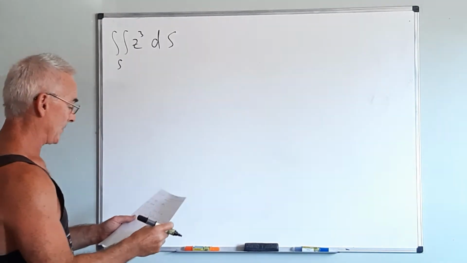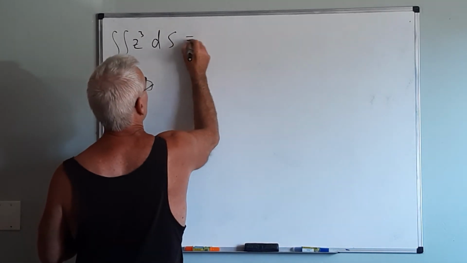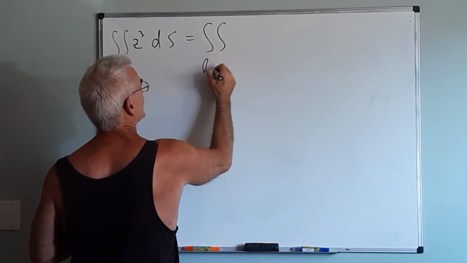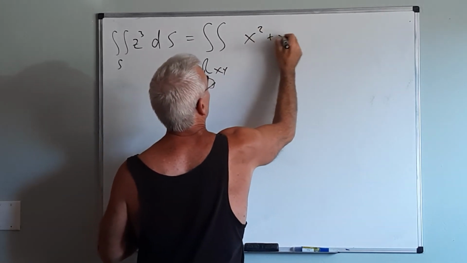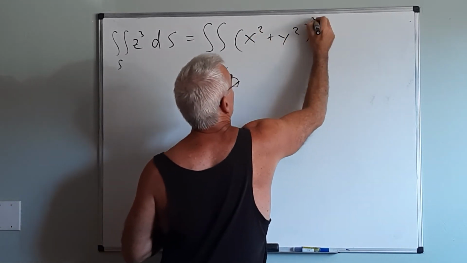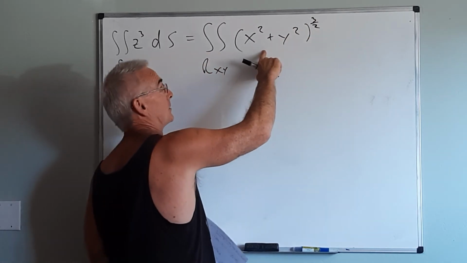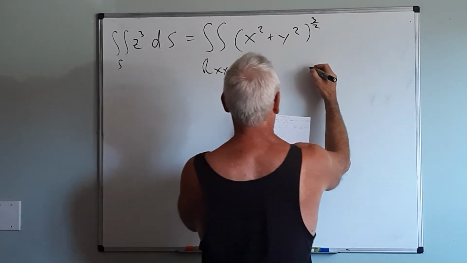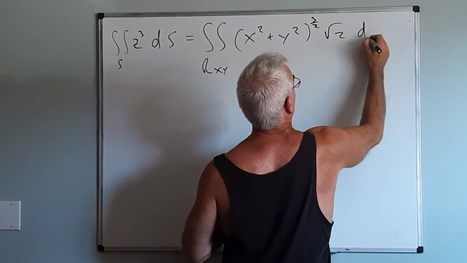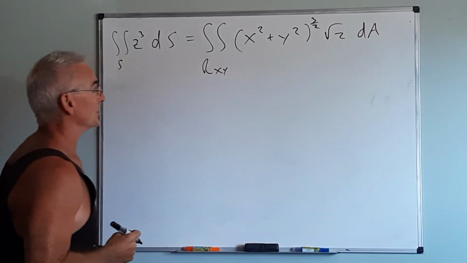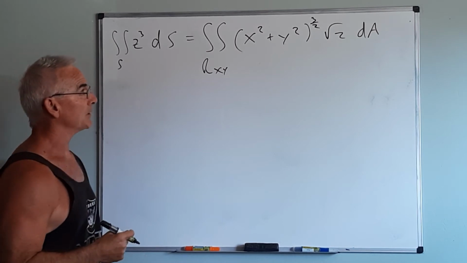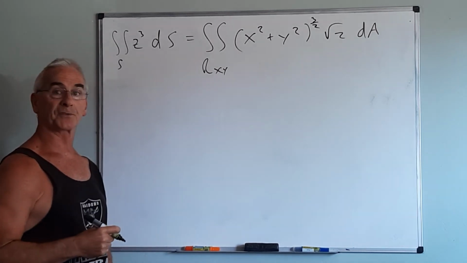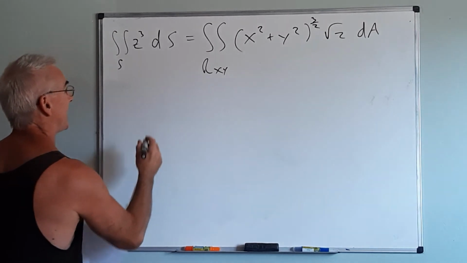So continuing, our surface integral will then be the double integral over the region in the xy plane of x squared plus y squared to the 3 halves. This is z to the 3rd times root 2 dA. Remember, z was the square root. Now this one is perfect for polar because our region in the xy plane will simply be the circle of radius 3. That's the top of the cone projected downwards.